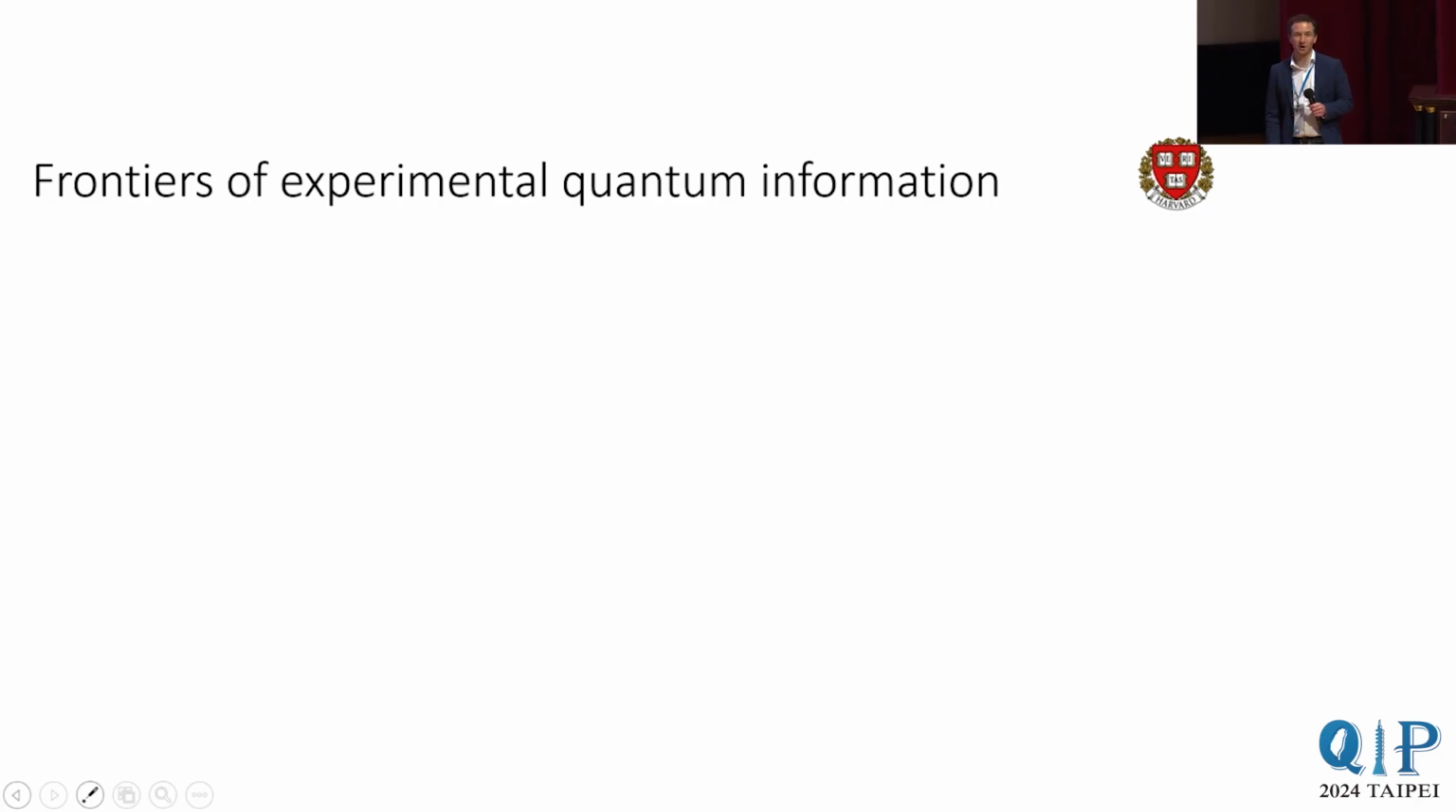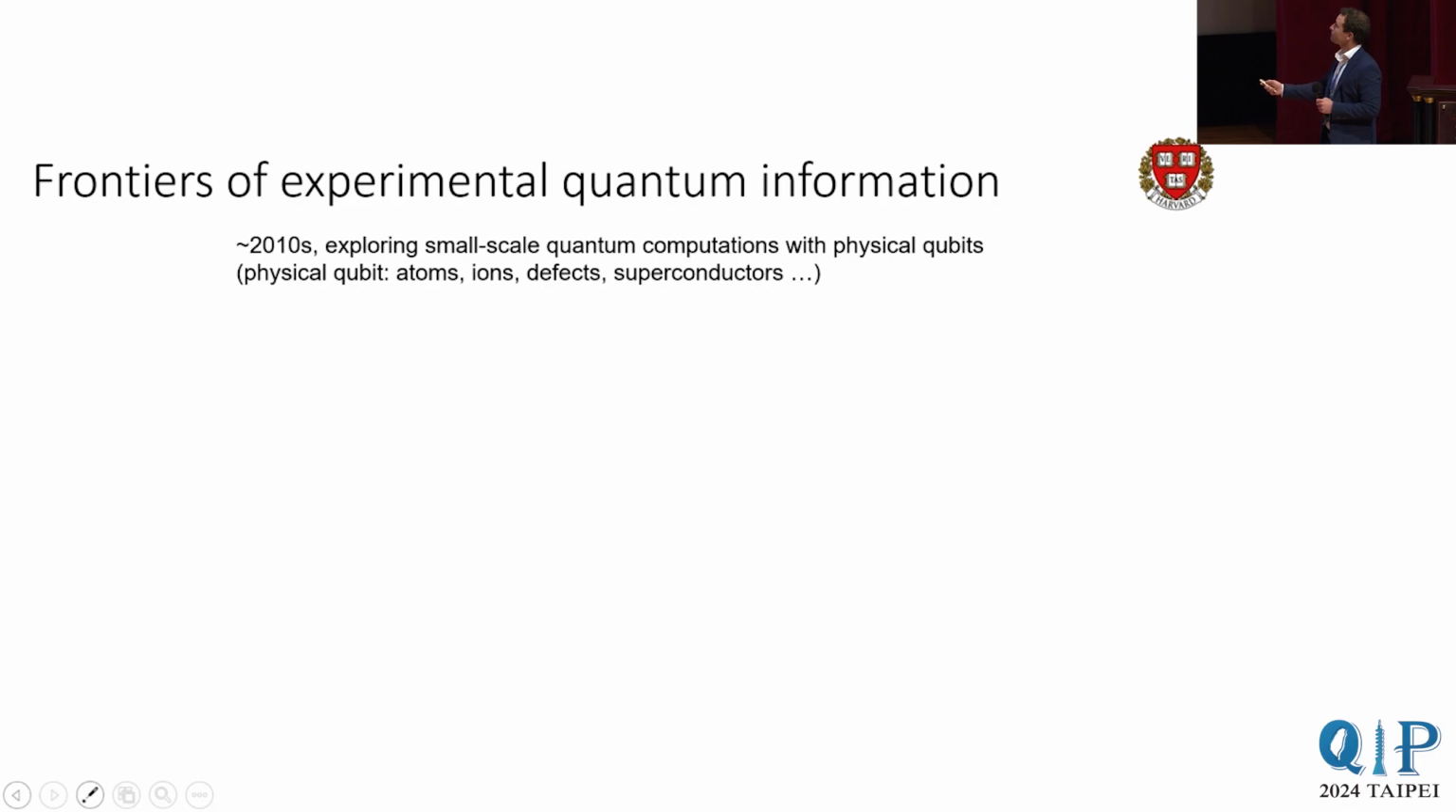So, I am an experimentalist, at least primarily, and to start I'm going to tell you about various frontiers of experimental quantum information science from the past few decades. In the 2010s, there were many very beautiful early experiments, also extending a little bit before this, starting to explore small-scale quantum computation with physical qubits, and we started to learn a lot about what quantum computing looks like, what quantum algorithms look like, and how implementing them looks.